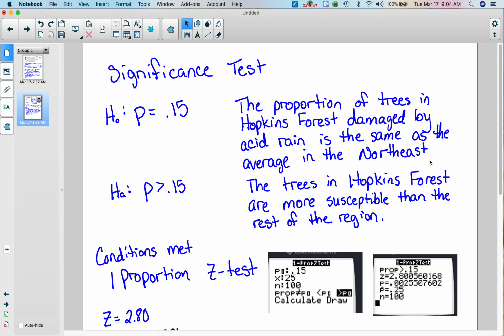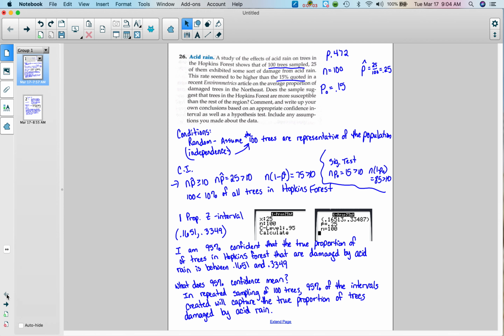In words, that means the proportion of trees in Hopkins Forest damaged by acid rain is the same as the average in the Northeast. My alternative would be to say that p is greater than 0.15, which in words, the trees in Hopkins Forest are more susceptible than the rest of the region. Now, I want you to look back at the wording of the problem. Look at the question. Does the sample suggest that trees in the Hopkins Forest are more susceptible than the rest of the region? I used the same words.